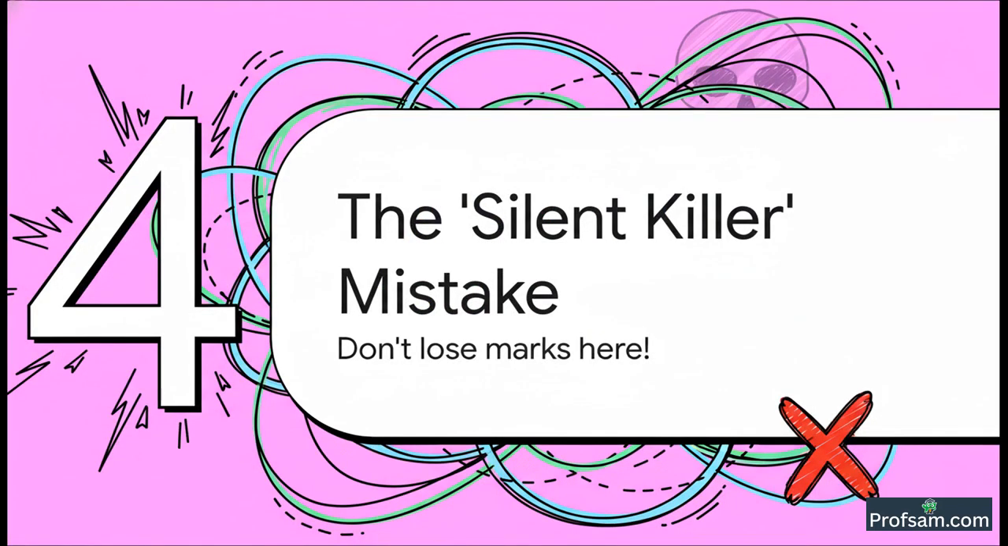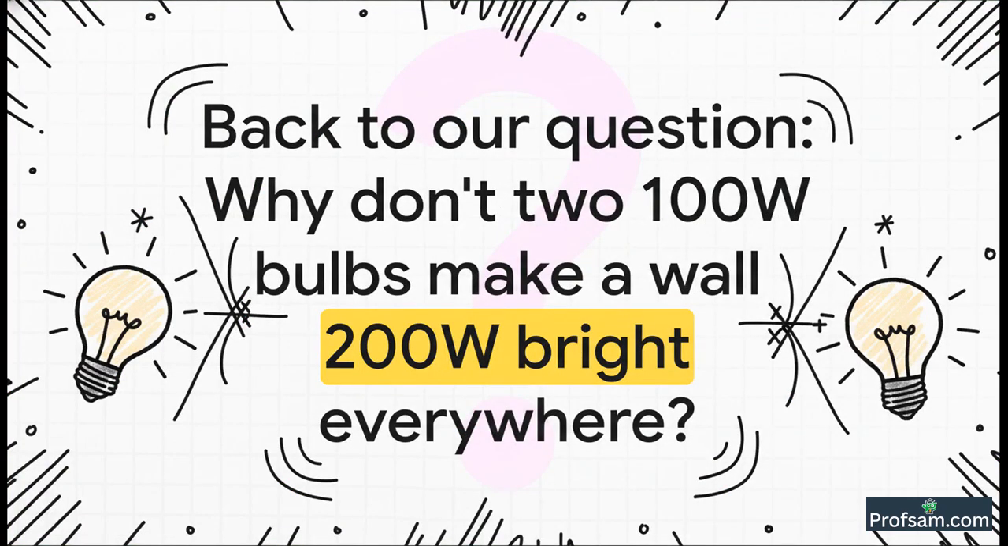Okay, listen very carefully now. This next part is extremely important. I call this the silent killer mistake. Why? Because it's a very simple misunderstanding, but it's one that silently eats away your marks in the board exams if you're not careful. So let's go all the way back to our very first question. We're finally ready to give it a proper scientific answer. Why on earth don't those 200-watt bulbs just make the wall 200 watts bright?